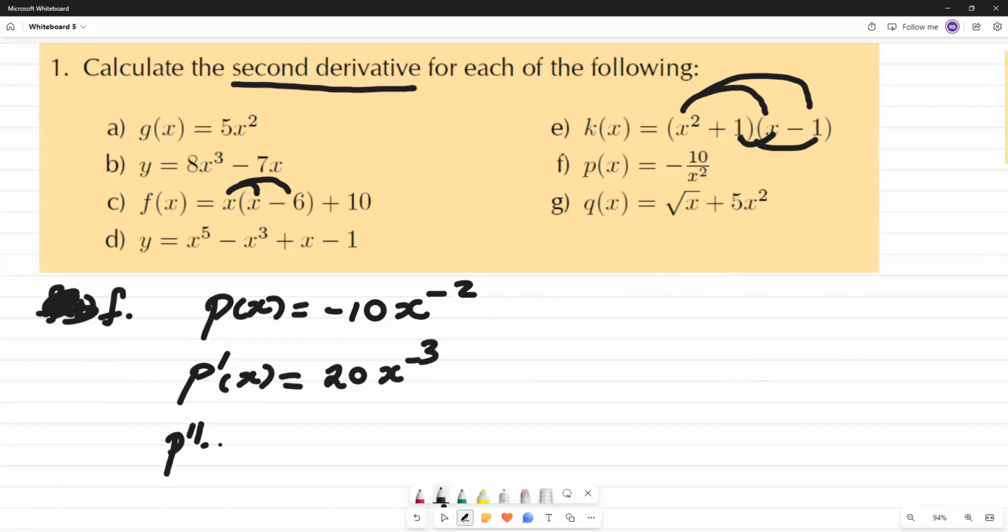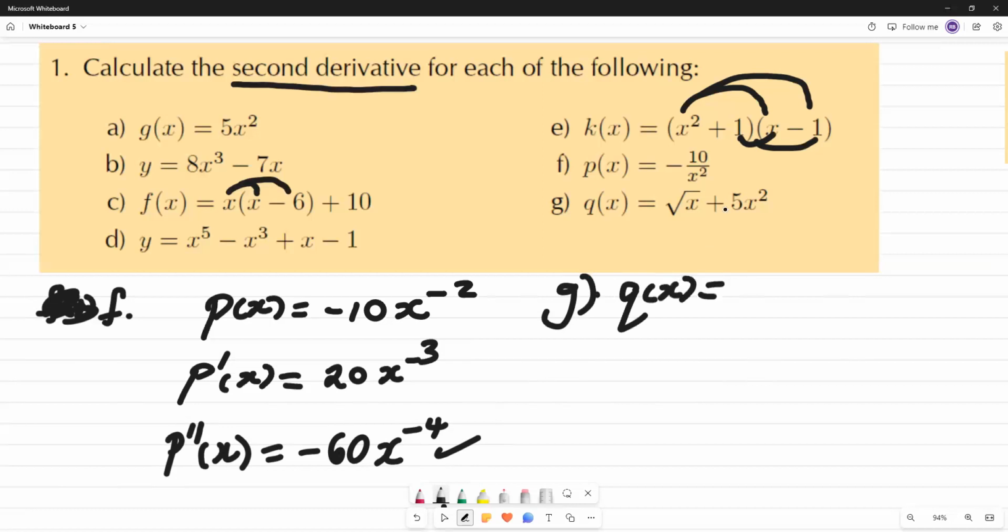Then the second derivative, this times that is going to be negative 60, and then x to the negative 4. And that is your answer for F. Now let's do G. On G, we have Q of x. We need to remove a square root. I remember I told you that the inside exponent is 1.